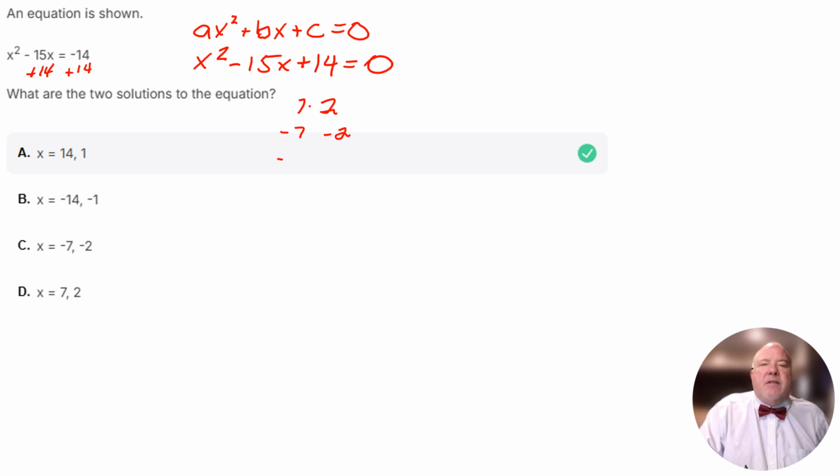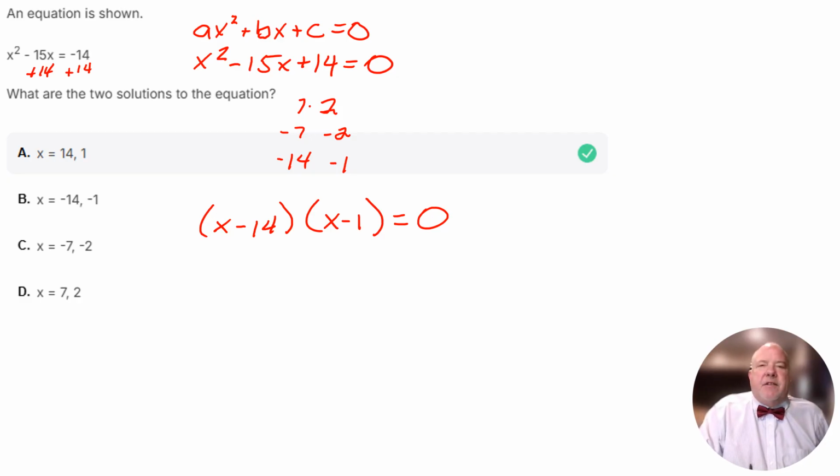14 and 1. So how about that? Negative 14. Remember, they have to both be negative here. So that multiplies to 14. And if I add those, I get negative 15. So there we go. We found the two numbers. So now what we do with this is we rewrite this as x minus 14. And it's minus because it's a negative 14, times x minus 1, and we set that equal to 0.